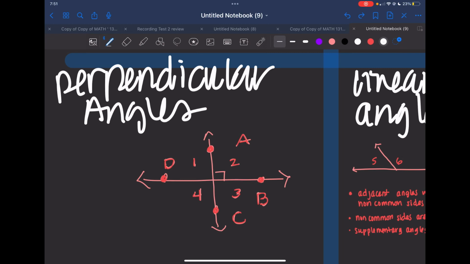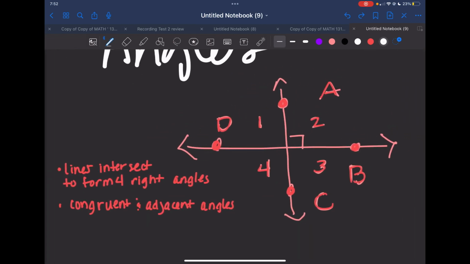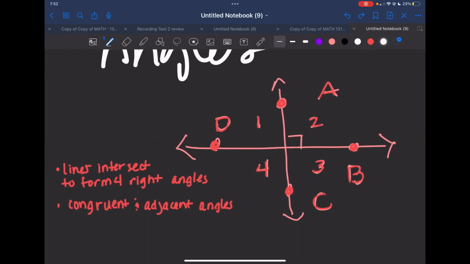Perpendicular angles are two lines that intersect to create specifically right angles. So the attributes of perpendicular angles are lines that intersect to form four right angles. That is in the given situation. They are also congruent and adjacent angles. Congruent means that all the angles shown are equal to each other, and all the angles shown are next to each other.